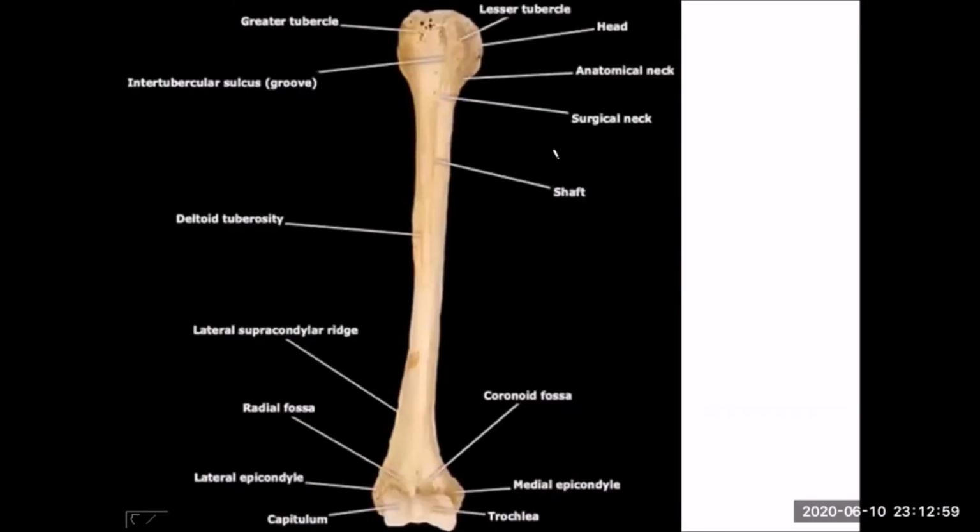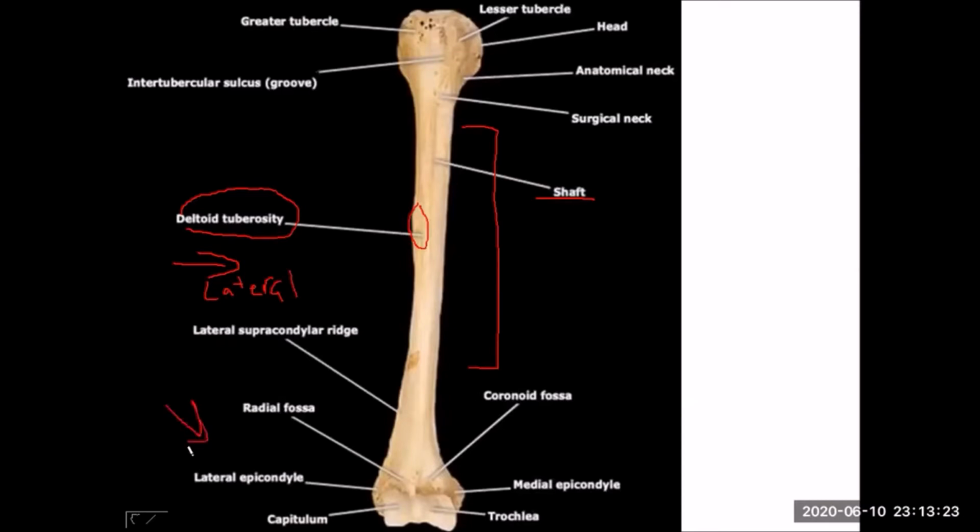Continuing with the list now, along the lateral side of the shaft, and that's where we are here, towards the lateral side, we see that bump here, known as the deltoid tuberosity. And the remaining terms now on the list are all towards the distal end. And we can start in this area.